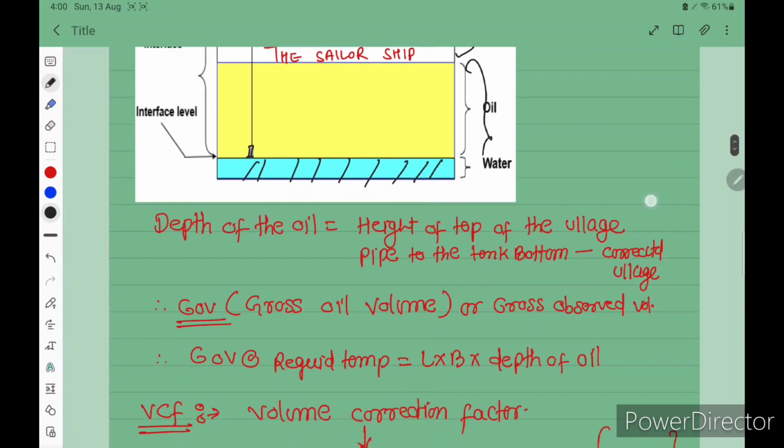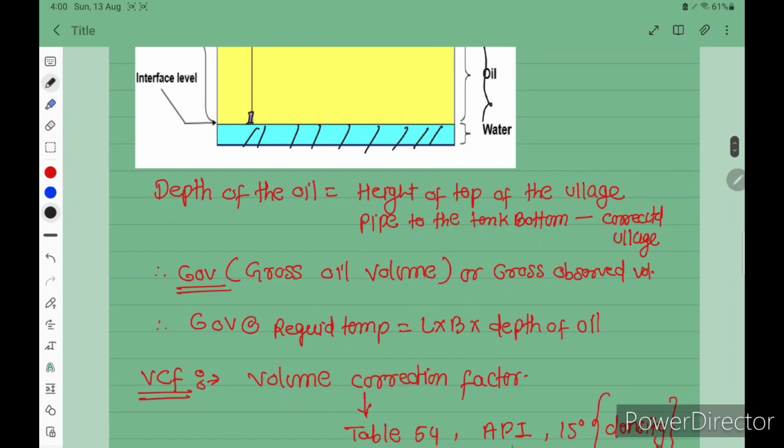Okay, so now, how to calculate, some terminology to calculate. Depth of the oil is equal to height of the top of the ullage pipe to the tank bottom minus corrected ullage. If the vessel is upright and even keel, you need not apply anything, no list correction, no trim correction. But that's not possible; maybe the vessel has a slight list, a little bit of trim. So we have to use corrected ullage.